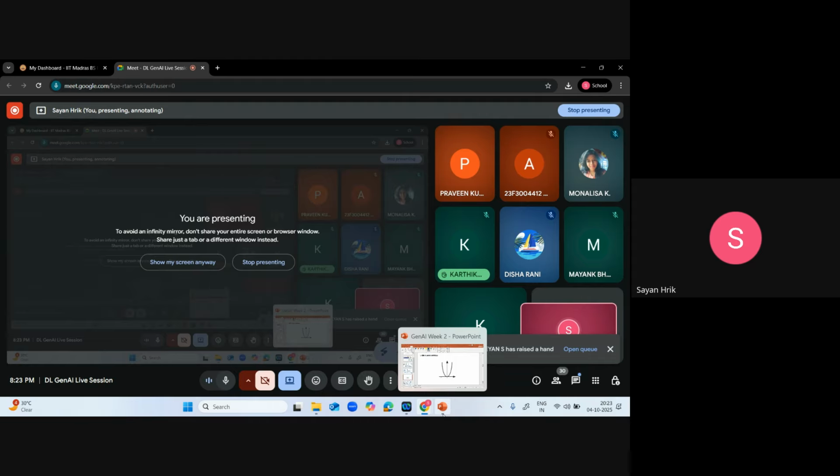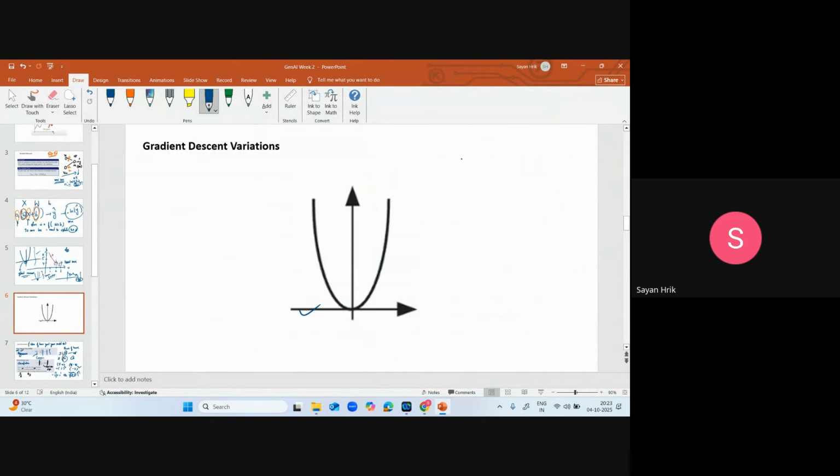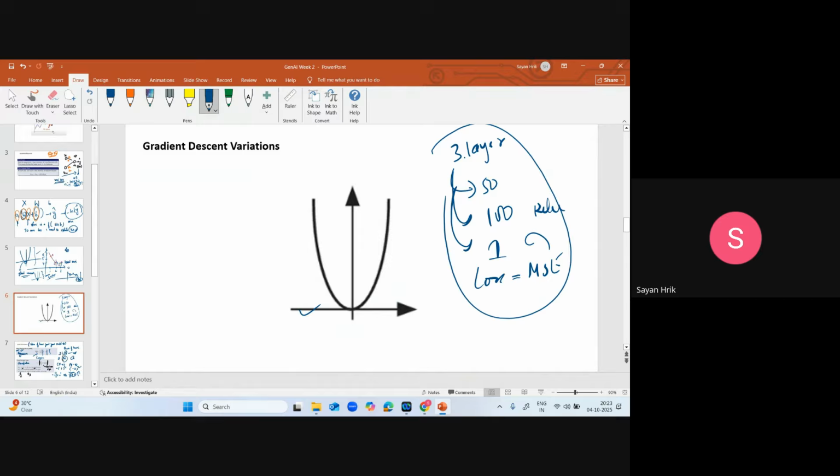Suppose I am solving a simple problem. I will decide that I have a 3-layer network. This is up to me. In the first layer, I have 50 inputs. Second layer, I have 100 hidden neurons. And the final layer, I have one output. Here, I have a sigmoid. Here, I might have a ReLU. Here, I don't have anything because this is just the input. And my loss will be MSE. All this is decided by me.